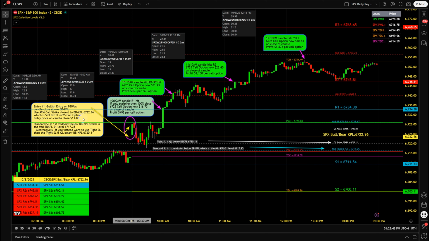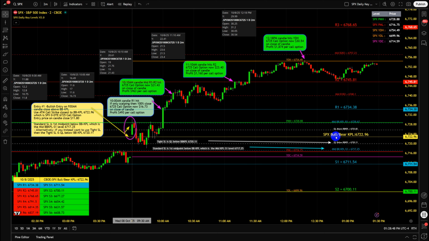Okay, what about stop losses? The stop loss would be the same whether you pick the at the money strike or one of the two out of the money strikes. The stop losses are going to be the same no matter which strike you pick out of those. The standard stop loss in a bullish trade is going to be the first midpoint below the level that the trade is triggered and derived from.